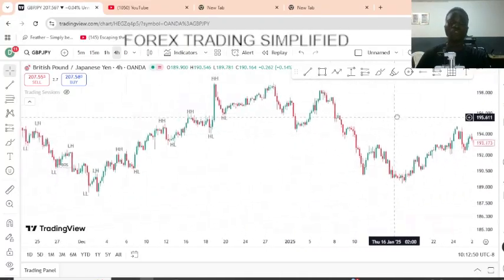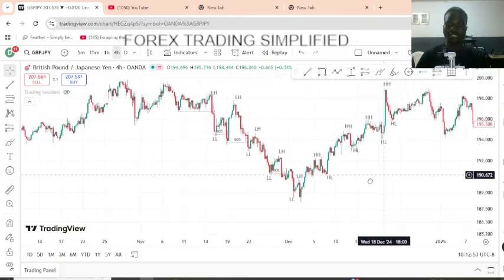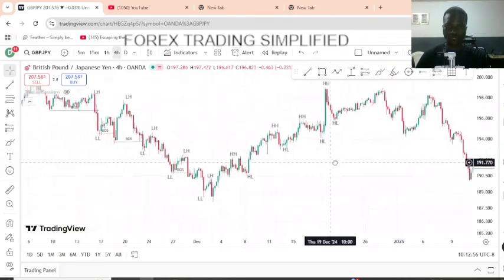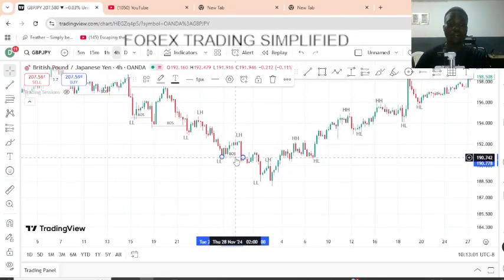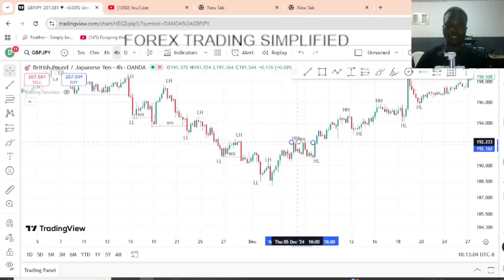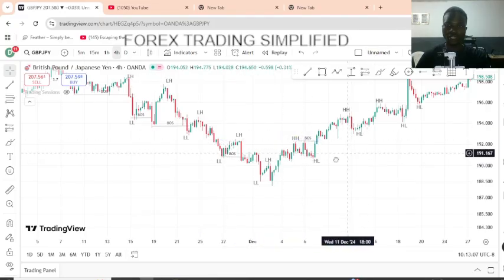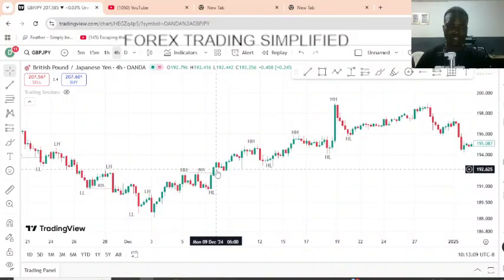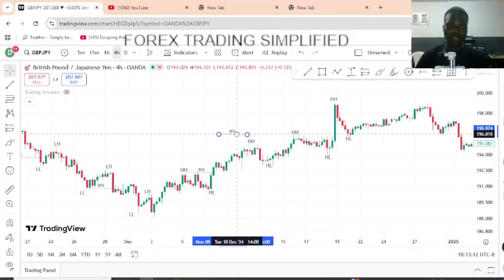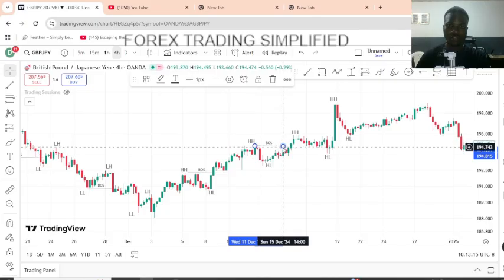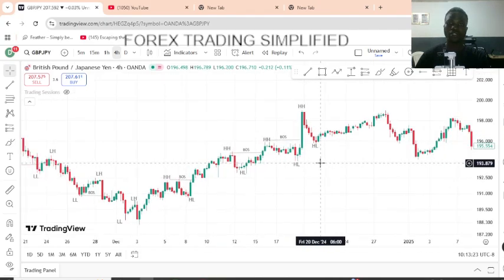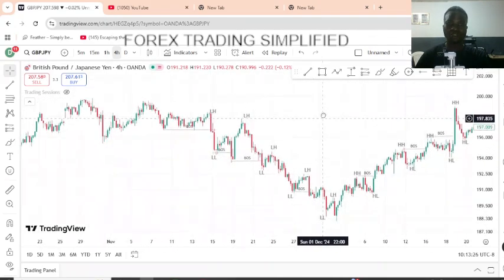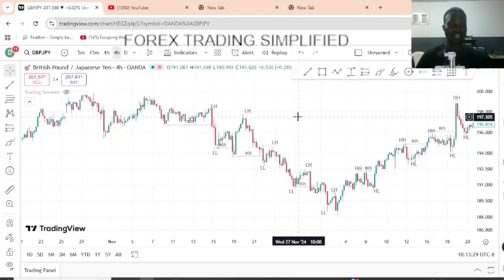All right, so this is how you spot out your break of structure. Okay, so let me just add break of structure to our uptrend here, so that you can understand. So this is our break of structure here. This is another break of structure. Okay, this is another break of structure. Then this is another break of structure. All right, so this is how, you see, you need to understand this market structure.